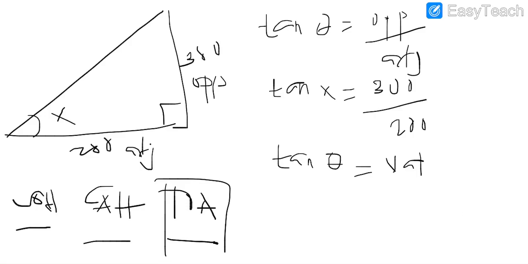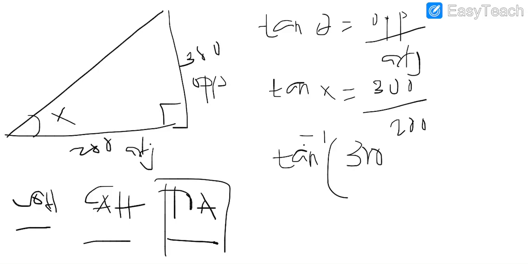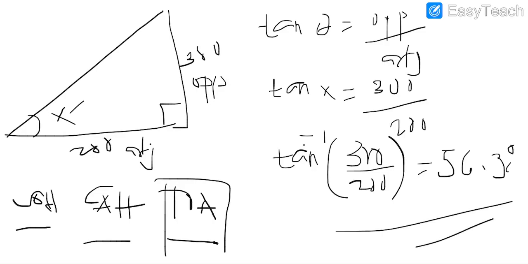Alright, now from tangent x equals 300 over 200, we can rewrite that as x equals tangent inverse of 300 over 200. What is that equal to? Use your scientific calculator. Okay, that's approximately 56.3 degrees. So it means the value of x is 56.30 degrees.